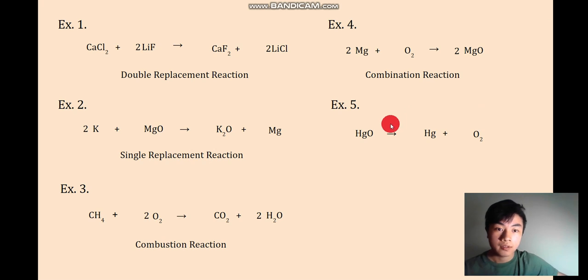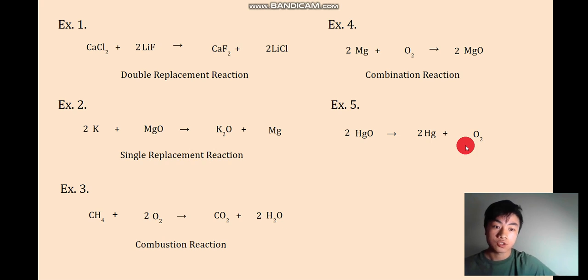For example number 5, the first thing I notice is that there are 2 oxygens on the right side, and so to balance that out, I'm going to put a 2 in front of the HgO. So now I have 2 oxygens on the left side, and I also have 2 oxygens on the right side. But to balance the 2 Hg on the left side, I'm going to put a 2 in front of the mercury on the right side as well. So now I have 2 mercuries on the left side, 2 mercuries on the right side, 2 oxygens on the left side, 2 oxygens on the right side.